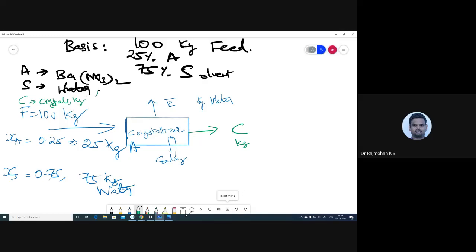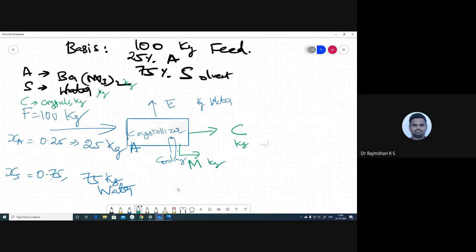All are in kg. A is in kg, S is in kg, C is in kg of crystal. So what will be leaving at the bottom of the system? That will be the mother liquor M. Let M kg be the amount of mother liquor leaving the system. Remember another data: what will be the mass fraction of A in this one?